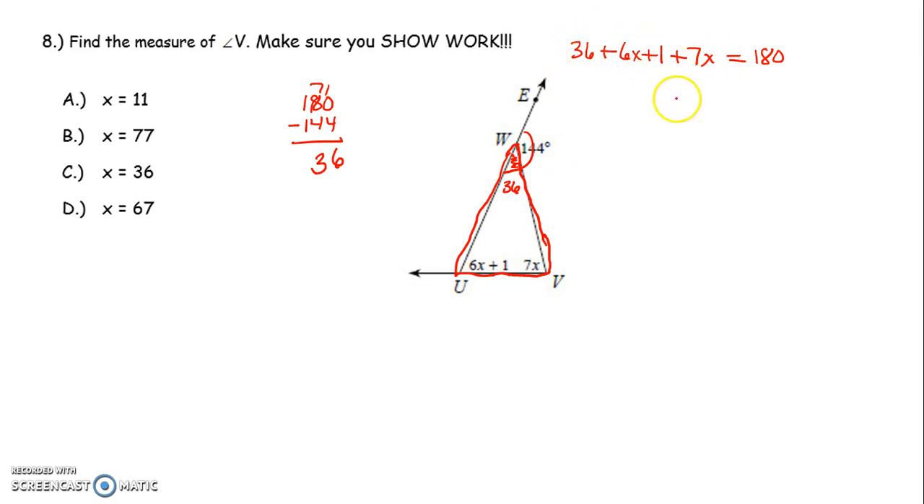So 36 and 1 is 37. 6x and 7x is 13x equals 180.